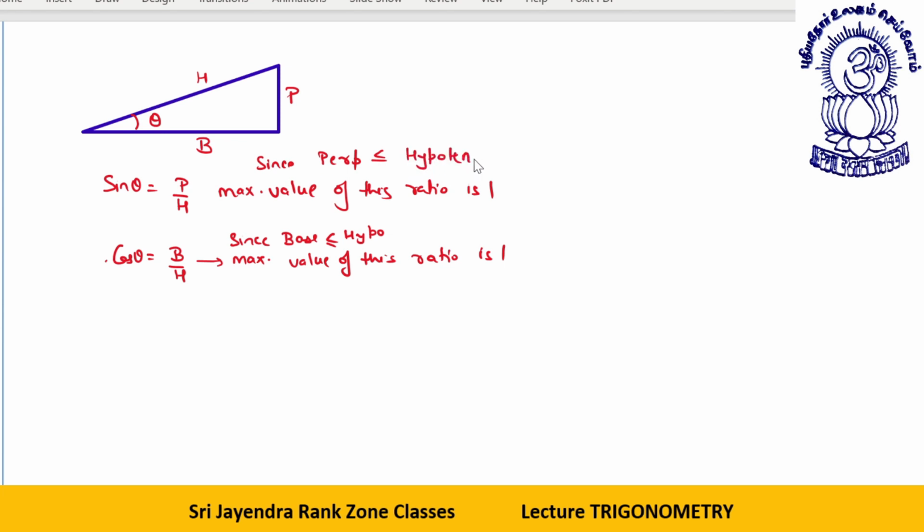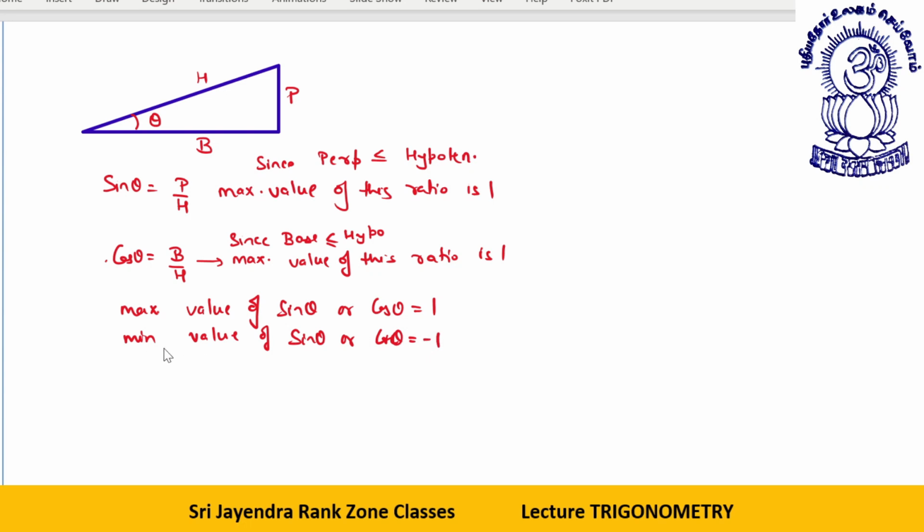Okay, fine. So you have got the maximum value of sine theta or cos theta is 1. Similarly, the minimum value of sine theta or cos theta is equal to -1.